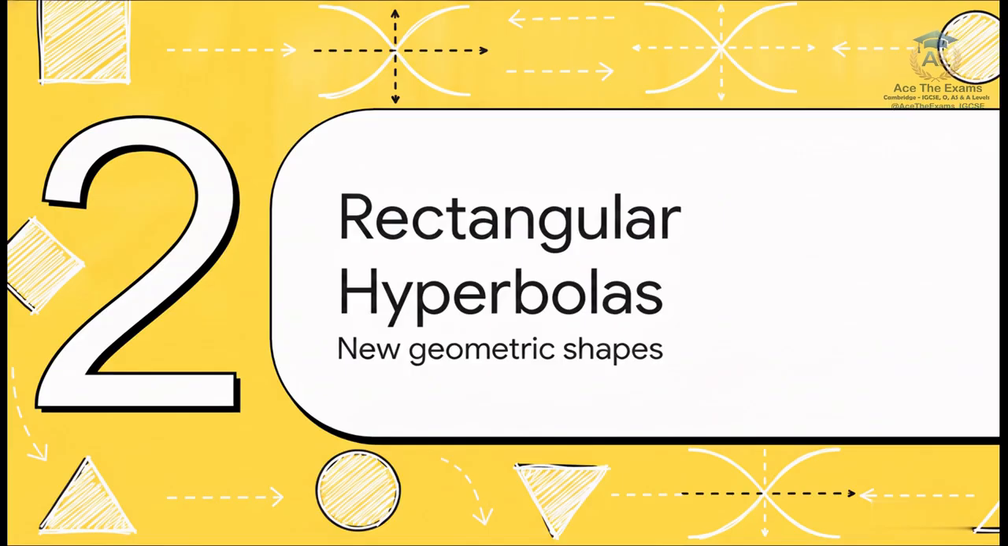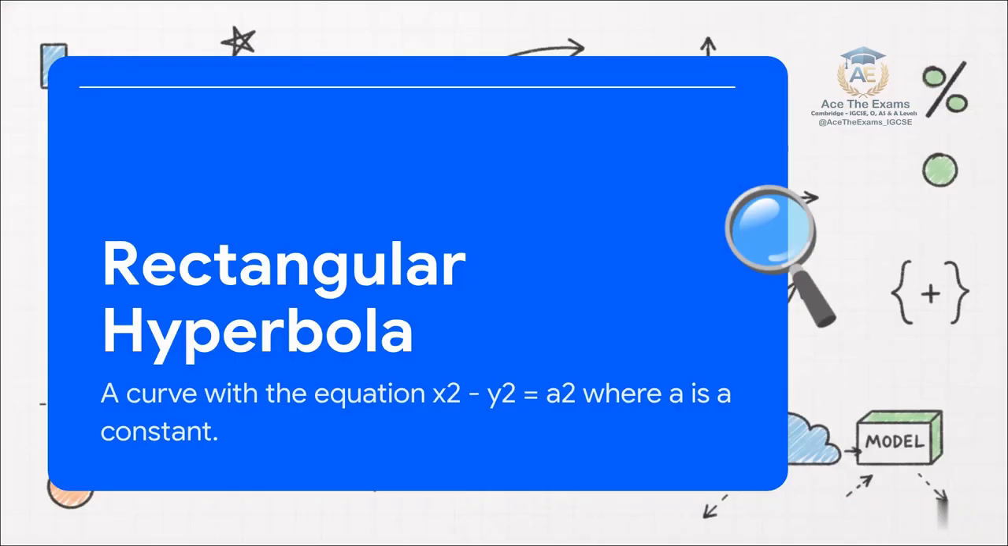Moving on to Section 2, Discovering Rectangular Hyperbolas, where we explore some entirely new geometric shapes. Now that we've seen how math grounds us in reality, let's pivot into a bit of theoretical exploration. Say hello to the rectangular hyperbola. It is defined by the equation x squared minus y squared equals a squared, where a is a constant.